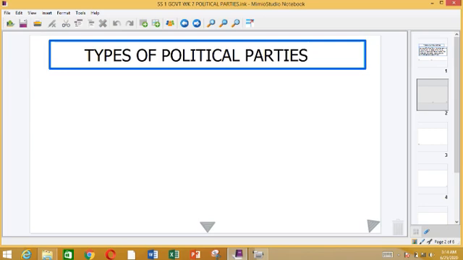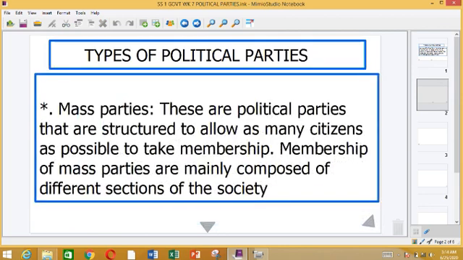Now let's look at the first one here. Mass parties. These are political parties that are structured to allow as many citizens as possible to take membership. Membership of mass parties is mainly composed of different sections of society. As the name implies, it is a party that is meant for all.